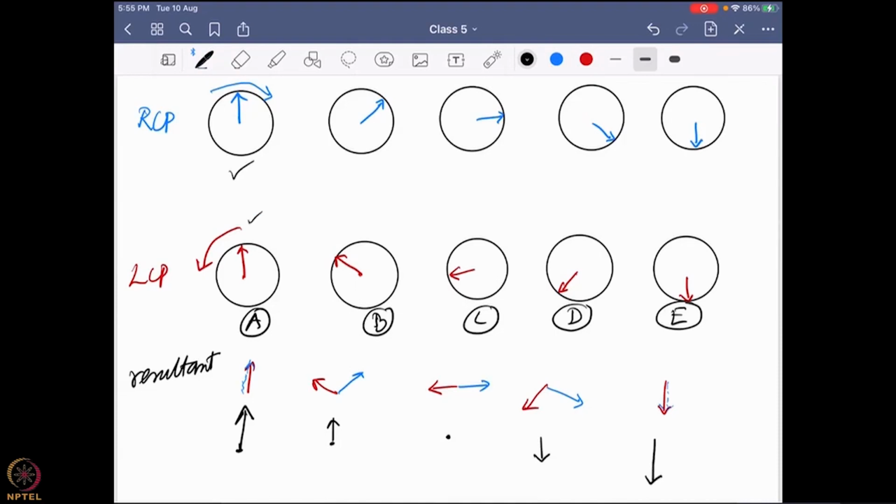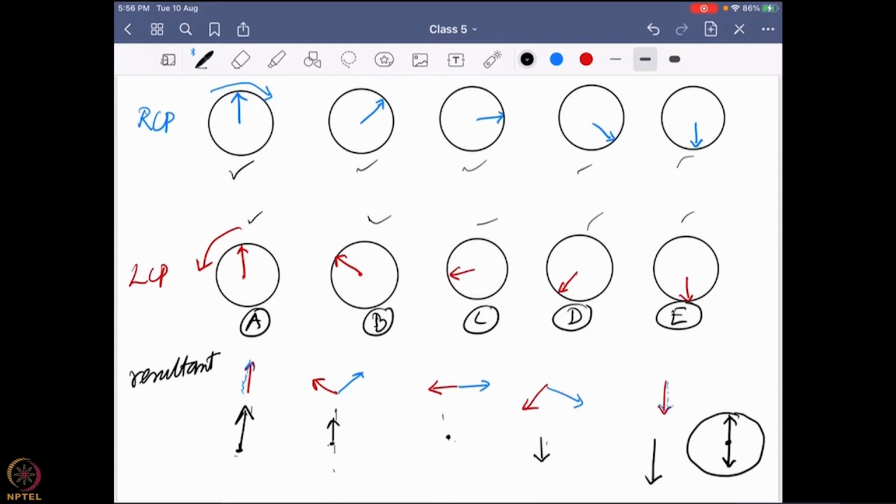Whether they are rotating in different directions doesn't matter, the resultant stays in the same plane all the time. And it is nothing but, if we plot it together, the same blinking motion, the plane polarized light. So that is why we are saying that the superposition of the left hand and right hand circularly polarized light gives me a plane polarized light.